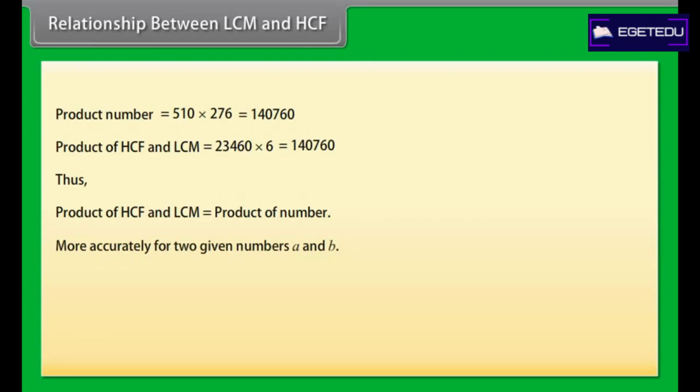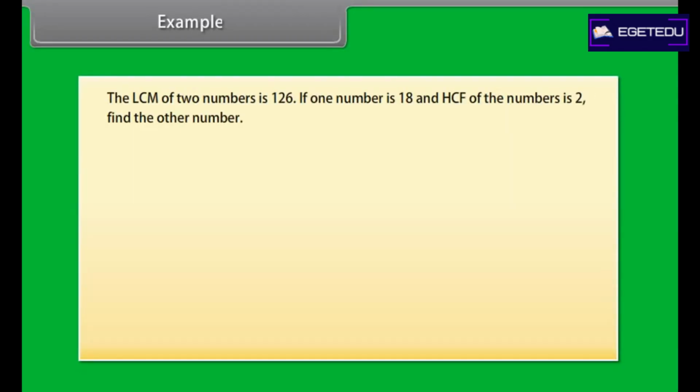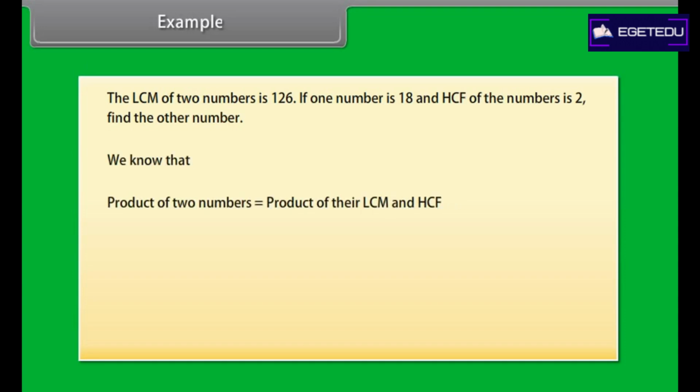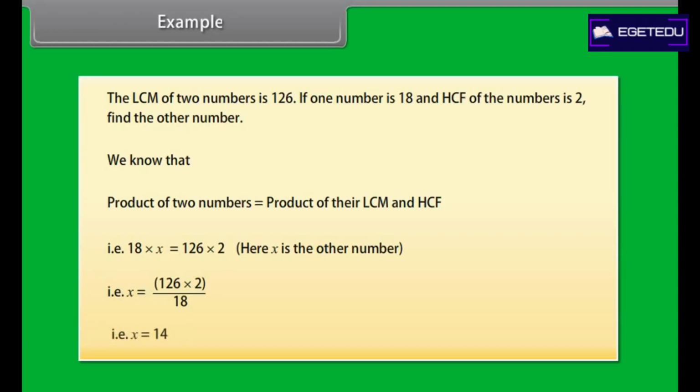More accurately, for two given numbers a and b, HCF(a, b) × LCM(a, b) is equal to a × b. Example: the LCM of two numbers is 126. If one number is 18 and the HCF of the numbers is 2, find the other number. We know that the product of two numbers is equal to the product of the LCM and HCF. That is, 18 × x is equal to 126 × 2. Here, x is the other number. That is, x is equal to 126 × 2 upon 18. That is, x is equal to 14.